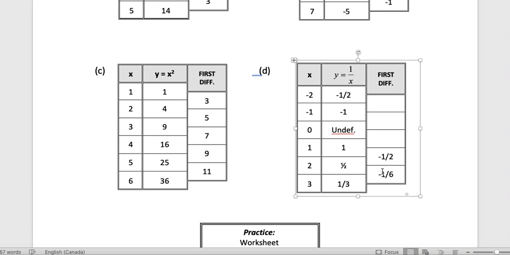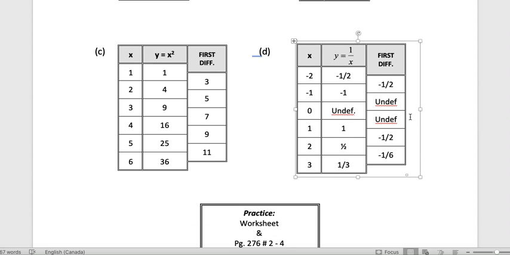1 minus nothing is undefined. Undefined minus nothing is undefined. And negative 1 minus negative a half gives me negative 1/2. So you can tell as we started this, this is not a linear relation.